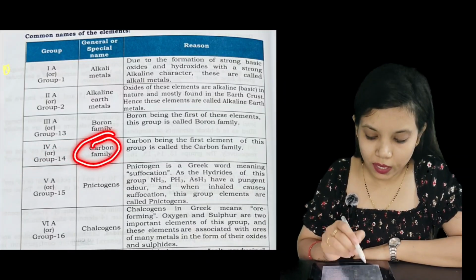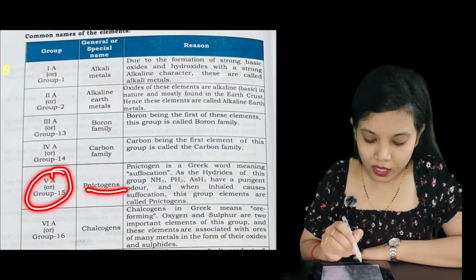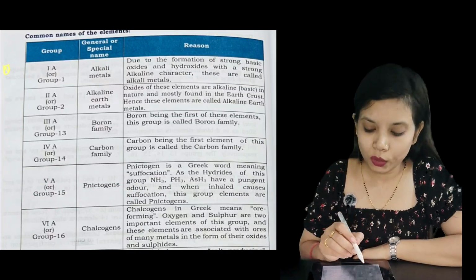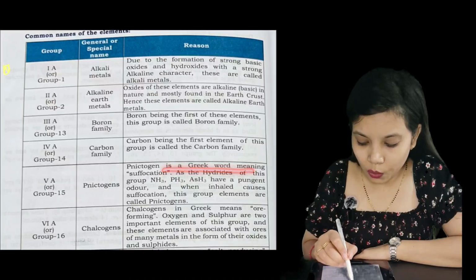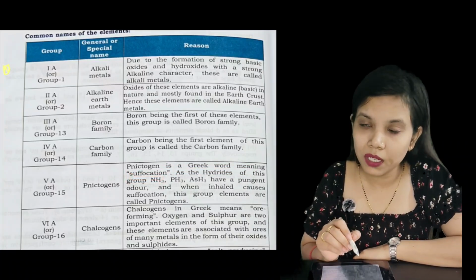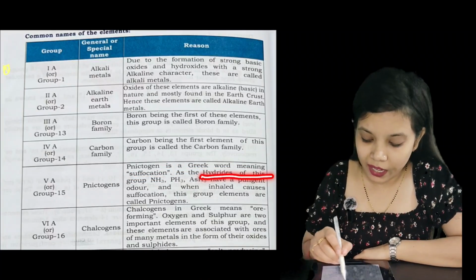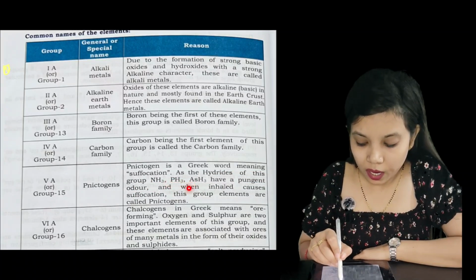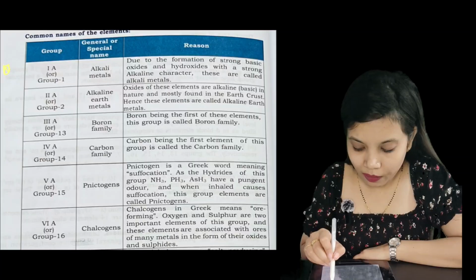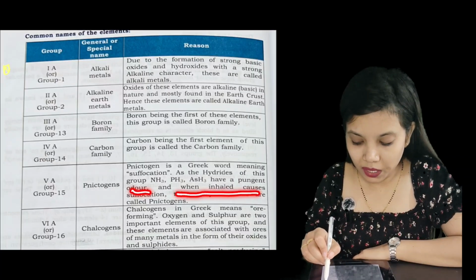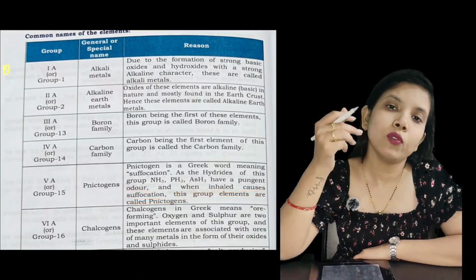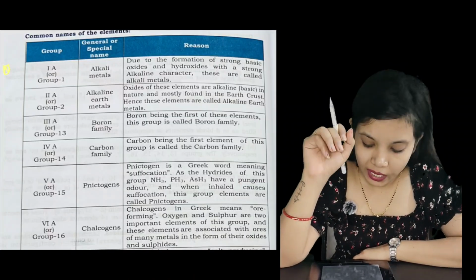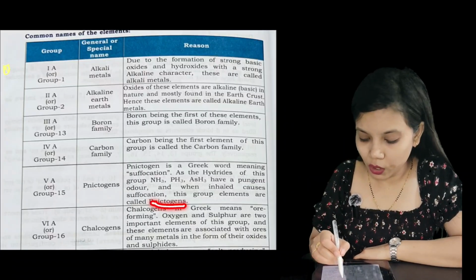So that is why it is known as the carbon family. Group 15 is known as nitrogen. This is very interesting. Nitrogen is basically a Greek word meaning suffocation. As the hydrides of group 15, ammonia, phosphine, AsH3, have a pungent odor and when inhaled they cause suffocation. That is why the elements are named nitrogens.